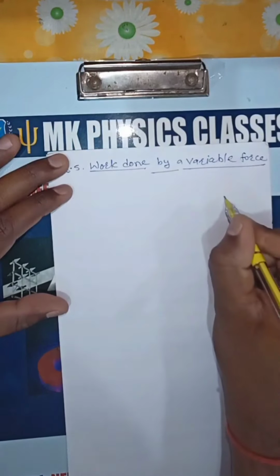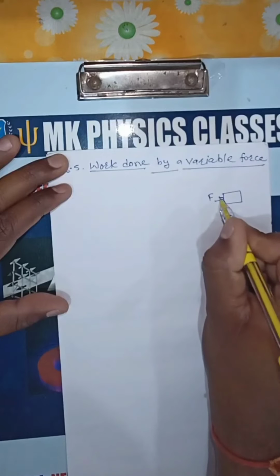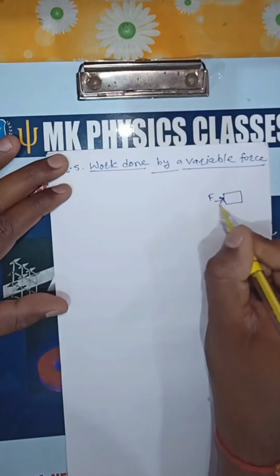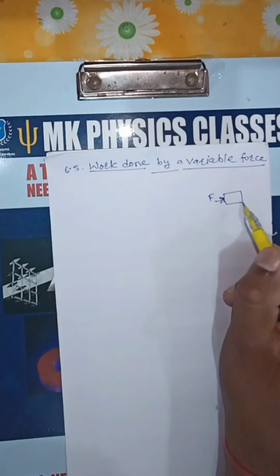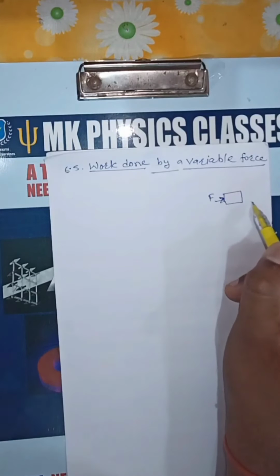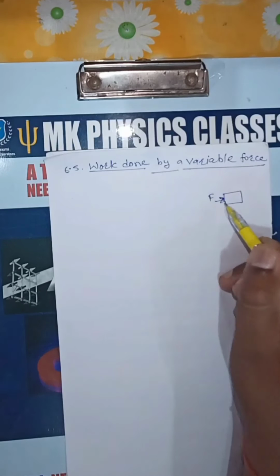Now, today we have discussed 6.5, work done by a variable force. Many times, suppose one body is there. Now this is the body. You have to apply a force on that body. In that case, first you have to apply some force, then next you have to increase the force. Then the displacement also increases. Means many times you can't apply a constant force.